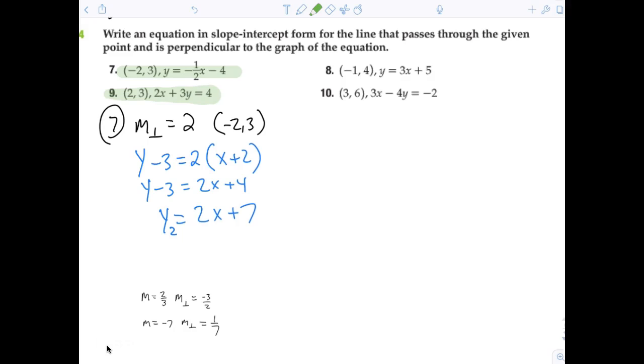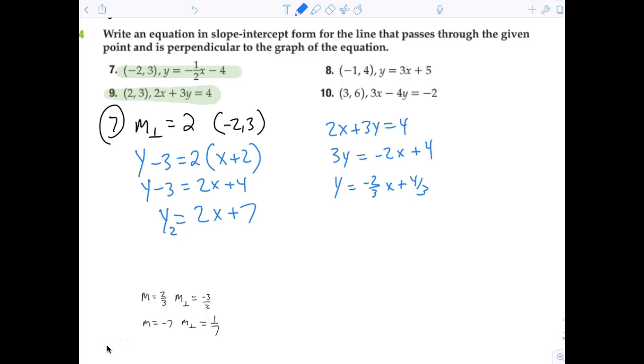All right. So I've got to go from standard to slope intercept. I want everybody to do that. I have 2x plus 3y equals 4. Throw the 2x over. 3y equals negative 2x plus 4. And now I divide everything through by 3. So y equals negative 2 thirds x plus 4 thirds. Everybody see that?